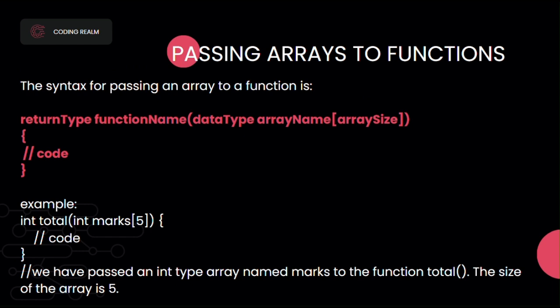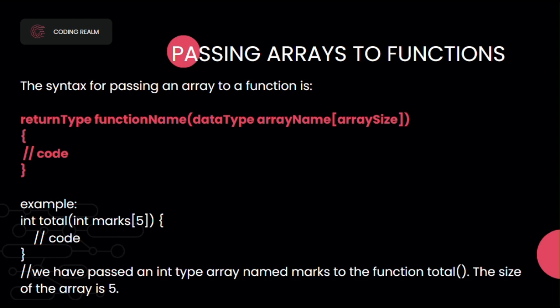Passing arrays to functions. The syntax of passing an array to a function is: first we have the return type of the function, the return type: integer, character, float, etc. The function name, and in the parentheses I put also the data type of the array. It can be integer, character, float, etc. And I give the array name and the array size, and in the braces I put the block of code. Look at this example.